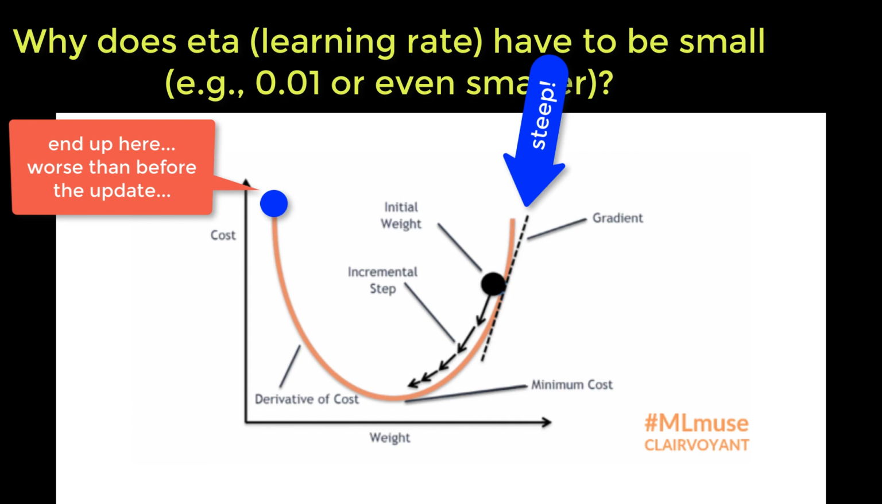So in a way, if we don't have a small enough learning rate, we will be hurting our weight instead of improving our weight vector. So that is, in a nutshell, why the learning rate has to be small enough.